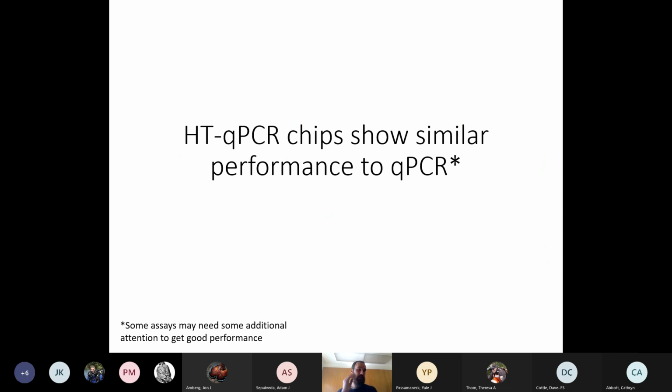All right, so in general, I think we've seen that high throughput qPCR chips, and these are just 2 examples of some that we've run recently in the lab, show similar performance to single species qPCR. The caveat there is cases like the West Slope cutthroat trout and the coho salmon, where there may potentially be assays that need some additional attention in order to get good performance on the high throughput qPCR platform. And I'll talk about this a little bit more, but I think this is a place where we need a little bit larger sample size to help us identify those assays that will need some optimization before we can port them over onto a high throughput chip.